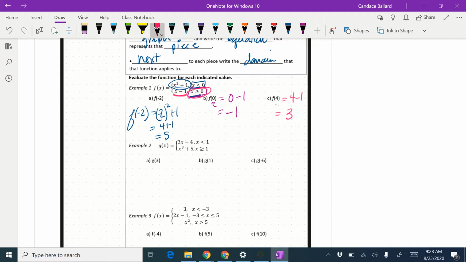All right. So I want you all to try example 2, A, B, and C. Take 1 full minute on your own to try A, B, and C.